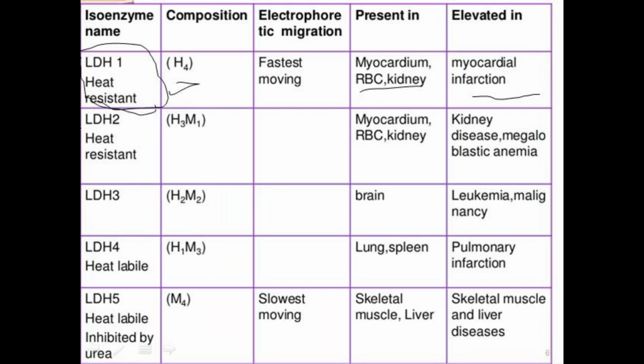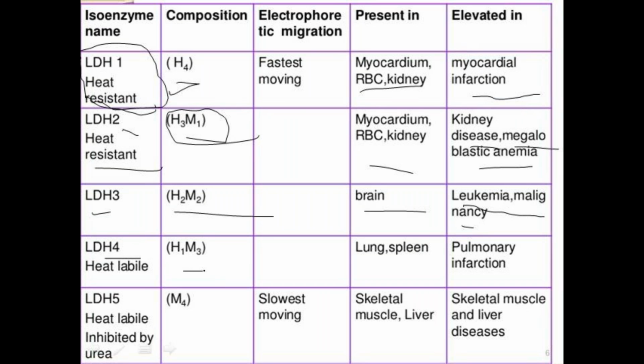Okay, and here LDH2, another isozyme, is a heat resistant one, and it occurs in the composition H3M1. It is present in myocardium, RBC, kidney, and it is mainly elevated in kidney diseases and megaloblastic anemia. Next, coming to LDH3, it occurs in the form of H2M2, and these levels are mainly present in brain, causing leukemia and malignancy. Next, LDH4 occurs in the form of H1M3, mainly present in lungs and spleen, and it is causing pulmonary infection.